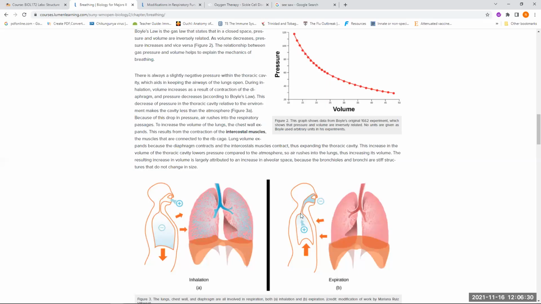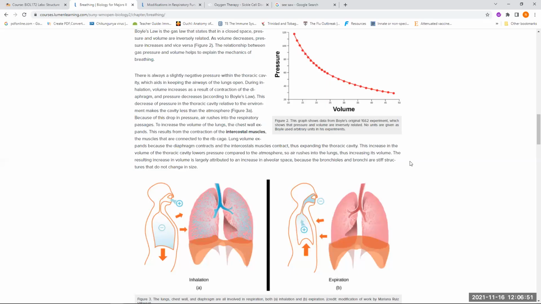Which one is smaller? B. Right, B. So what happens when you breathe out? The diaphragm goes back to its dome shape. The intercostals relax. Your chest falls. The rib cage goes in. The volume goes down. Let's think about the seesaw.